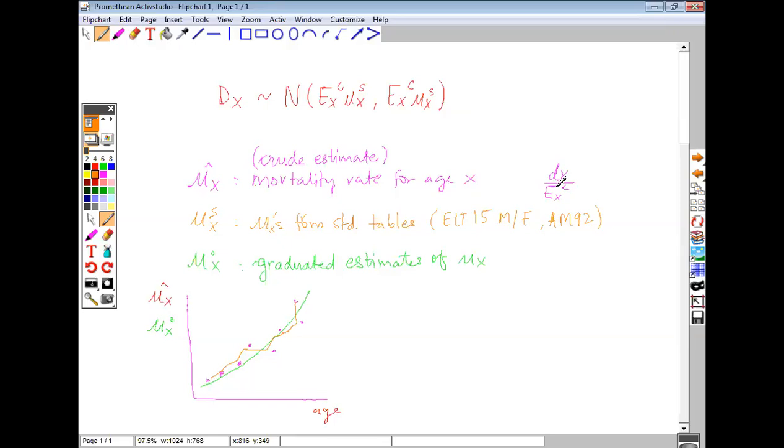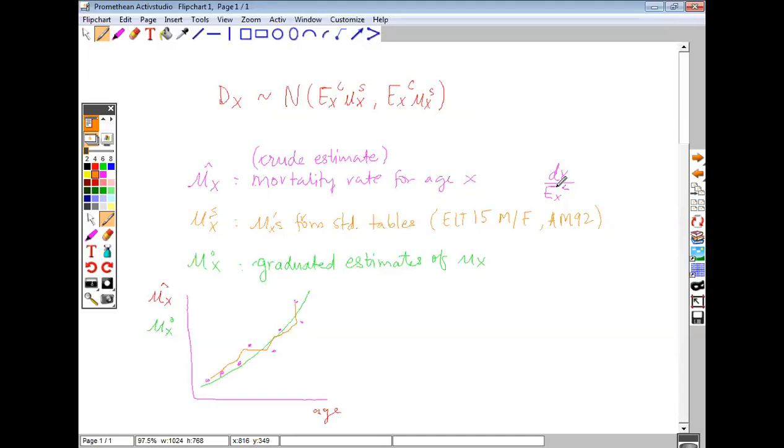Okay, so just to summarize, there are three main reasons why we want to do graduation. The process when we figure out graduated estimates of the mortality rate is known as graduation. The reason why we do that is, one, to figure out smooth estimates of the particular rates that we have observed. Second, sometimes we think that if we graduate these rates, if we smoothen them out, then this might remove some sort of sampling errors.